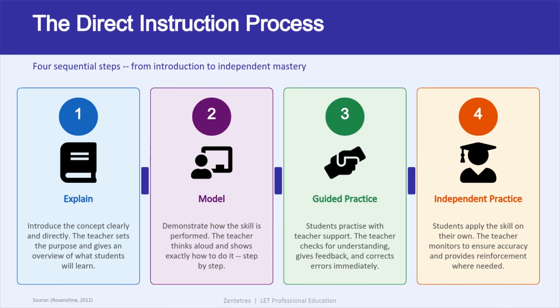Now let's walk through the 4-step process of direct instruction. These steps are sequential. You follow them in order. Step 1. Explain. The teacher introduces the concept clearly. Before anything else, the teacher tells students what they are going to learn and why it matters. There is a clear learning objective. For example, today we are going to learn how to add fractions with different denominators.